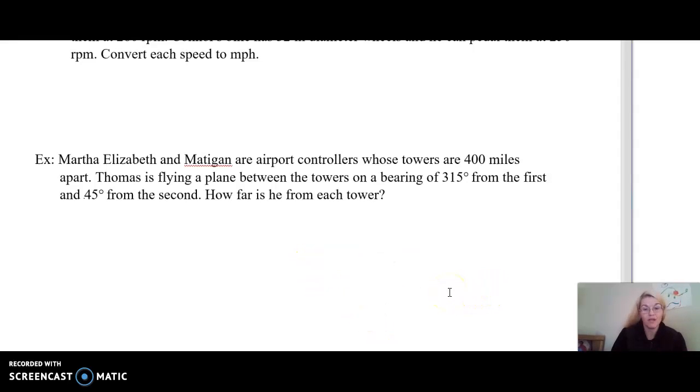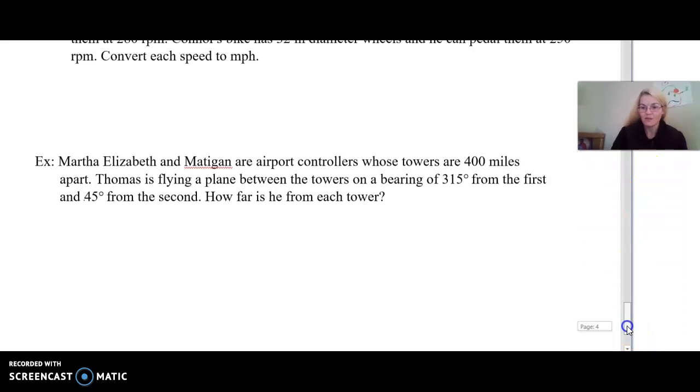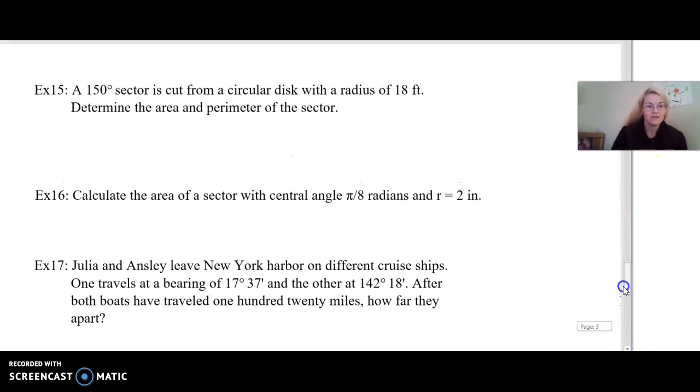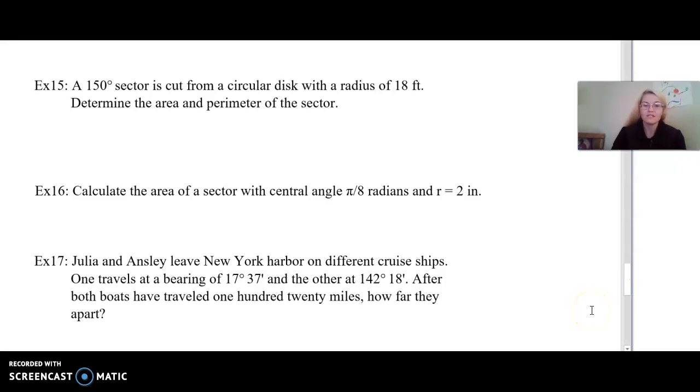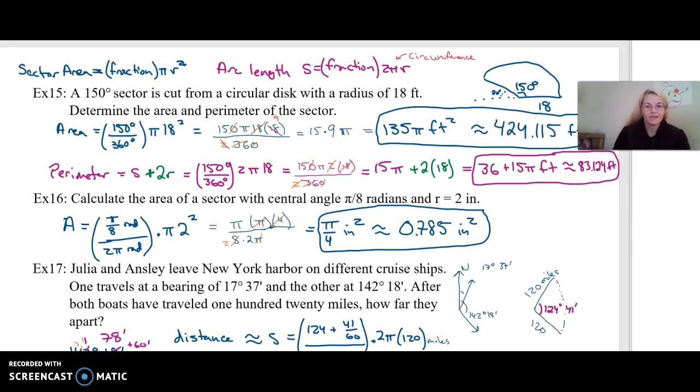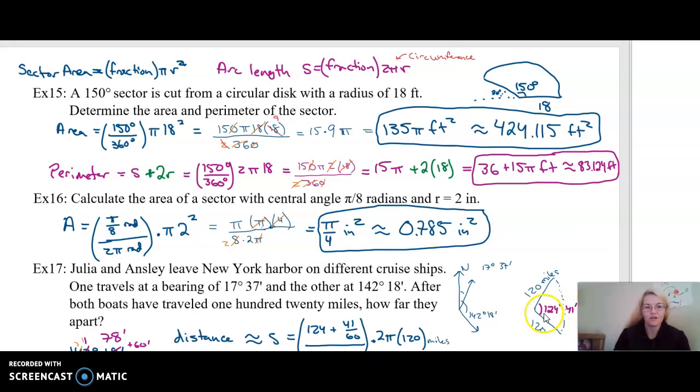So please pause this video now, and after having done the examples from above, use those as a reference and try these out. Pause the video now, and then when you unpause, I will go over the solutions. All right, so for the last bit of class, let's look at and talk through these solutions.